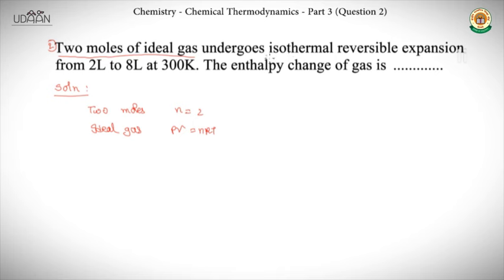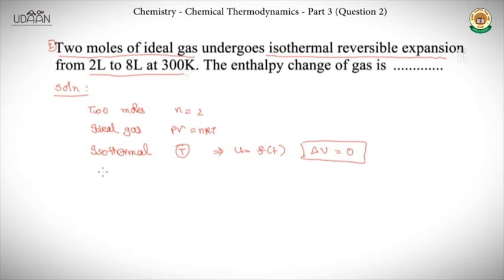And in the next part they gave isothermal reversible expansion. So what does isothermal say? The temperature is constant. We know that internal energy is a function of only temperature for gases, so change in internal energy will be 0. And what else did they give? It is expanding from 2 liters to 8 liters at 300 Kelvin, which is constant temperature. So they asked us to find enthalpy change. What do we know about enthalpy?